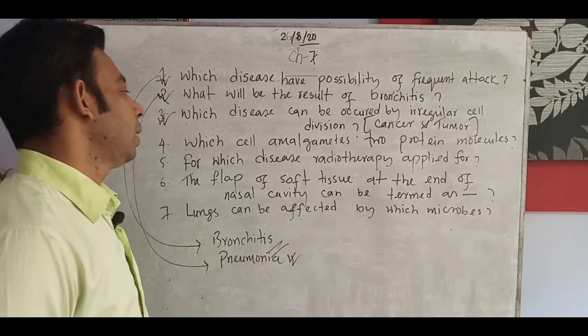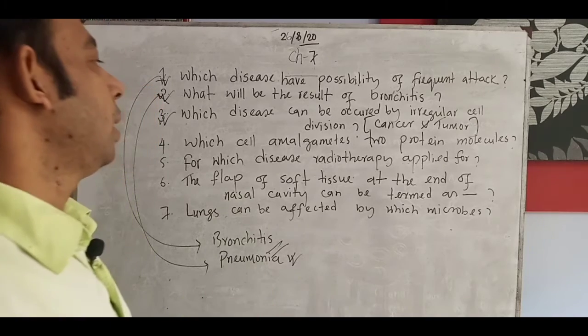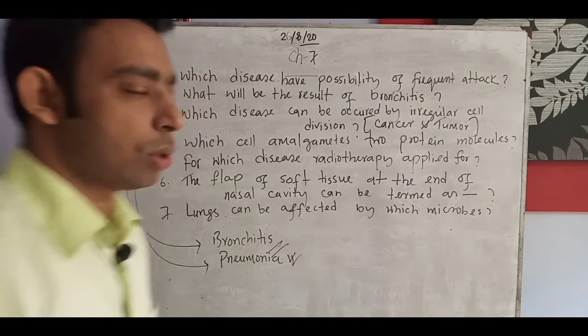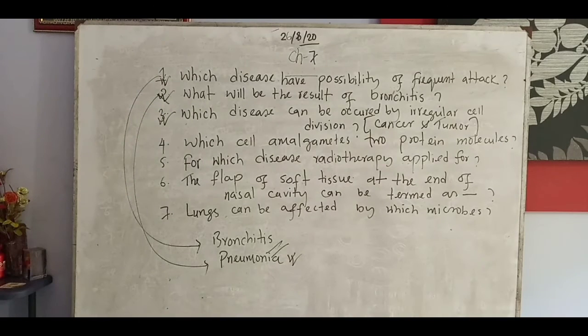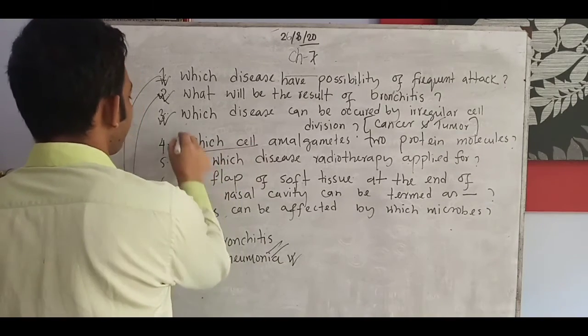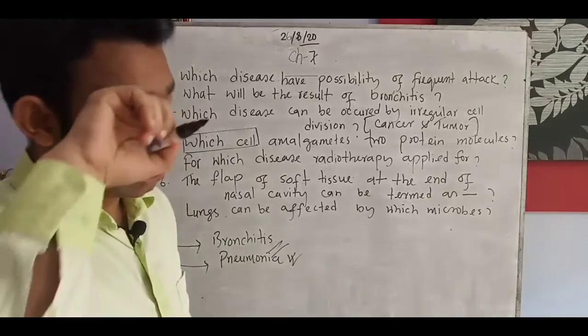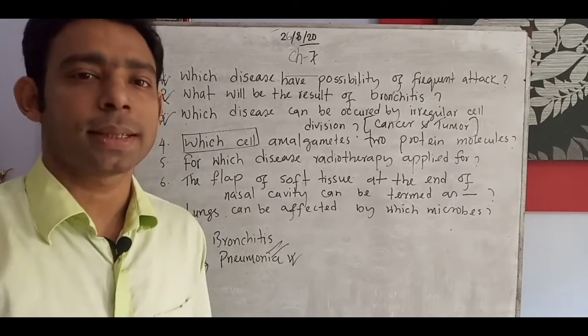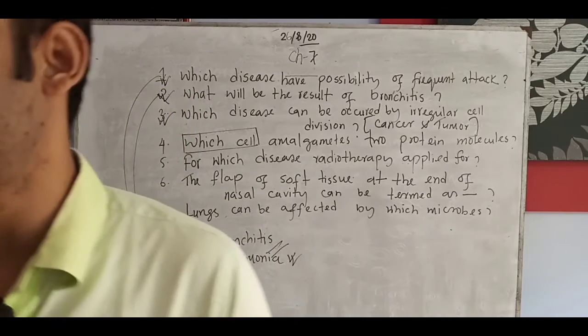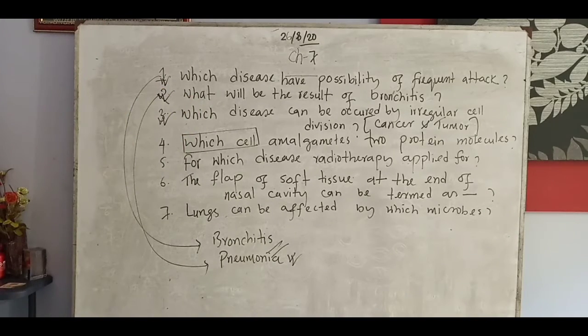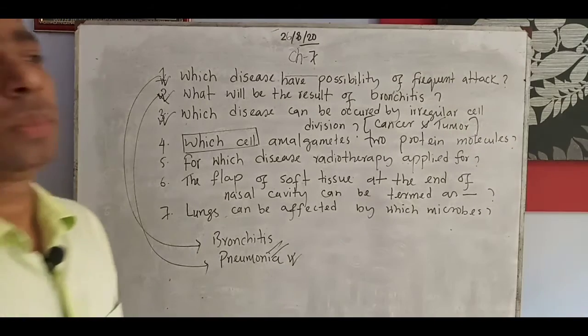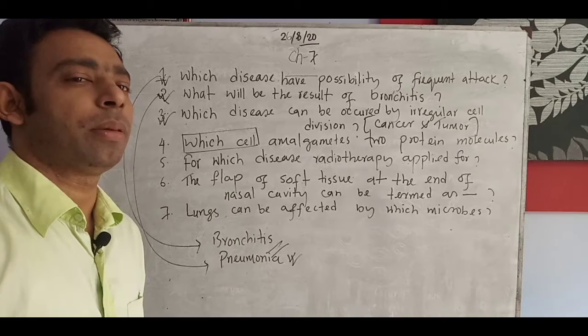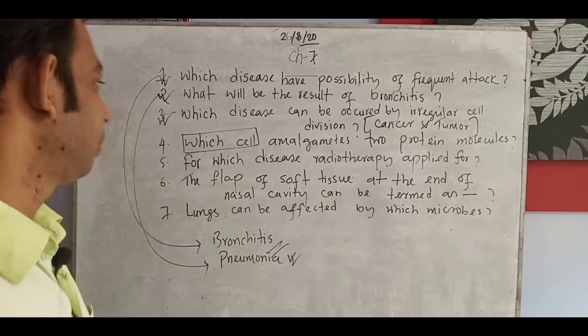Okay, which cell amalgamates two protein molecules? Have you got any idea about that? Which cell? Suppose you and your brother have a bondage. Someone can make sure of the separation of both of you, two brothers, or brother and sister, or sister and sister. So what happens at that time? The relation is broken down. Everything is not going well.